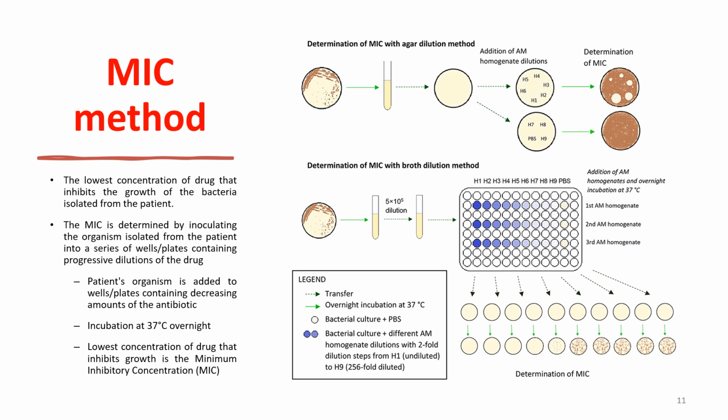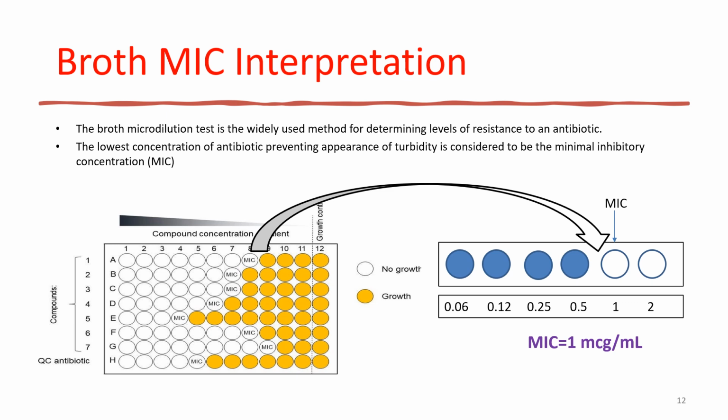The MIC method gives the lowest concentration of the drug that inhibits the growth of the bacteria. In the MIC method, we consider numerous wells, and to these wells increasing concentrations of antibiotics are added. The wells are then inoculated with bacteria and interpreted after overnight incubation. The well that shows no growth, or is clear, is taken as the MIC. As you can see from this picture, the wells with 0.06, 0.12, and 0.5 antibiotic concentration show bacterial growth. However, the wells with antibiotic concentration 1 and 2 are clear. So 1 is taken as the MIC. The lowest concentration of antibiotic that prevents turbidity is considered to be the MIC.